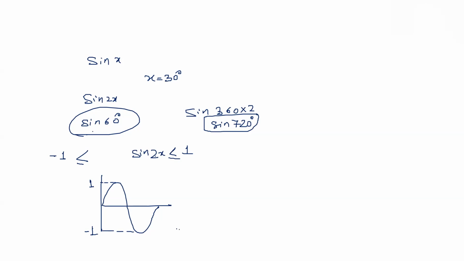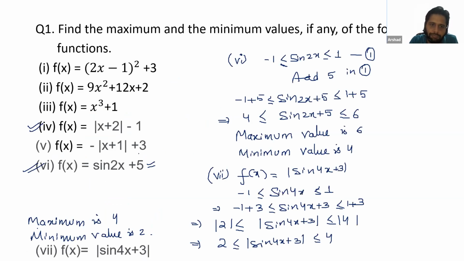Okay, great. So almost done. We will do just one more question and then we will start a new chapter. So we will take the fourth question: f(x) is equal to mod x plus 2, minus 1. First, please tell me, if it is a modulus, then what is the maximum value?